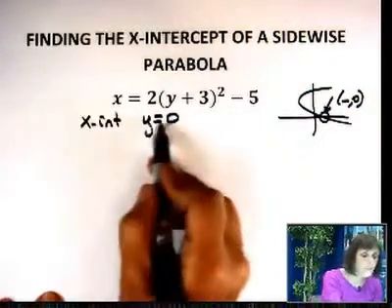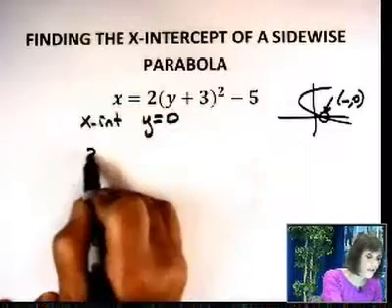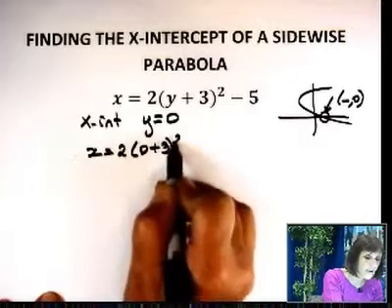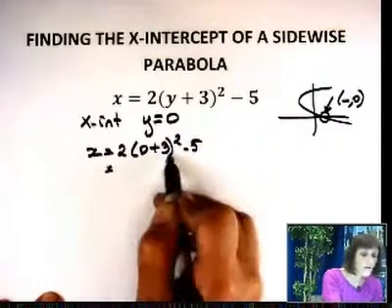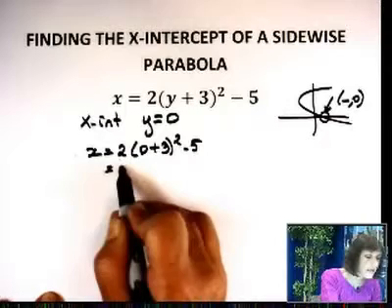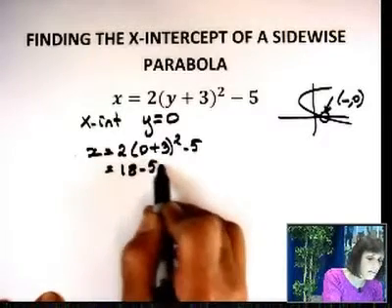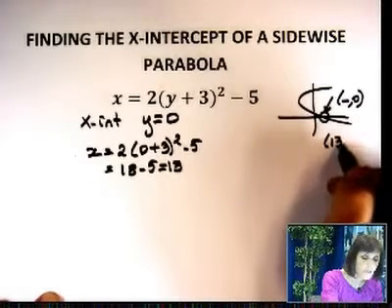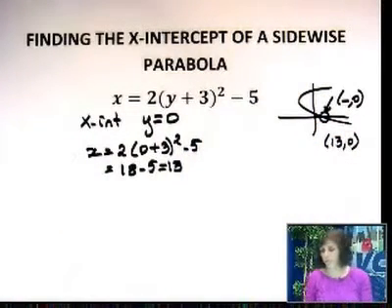All right, so to get that, I just put 0 for y. x equals 2 times (0 plus 3) squared minus 5. So that's going to give me 9 times 2, 18, minus 5, 13. X-intercept, this point is 13, comma 0. All right?